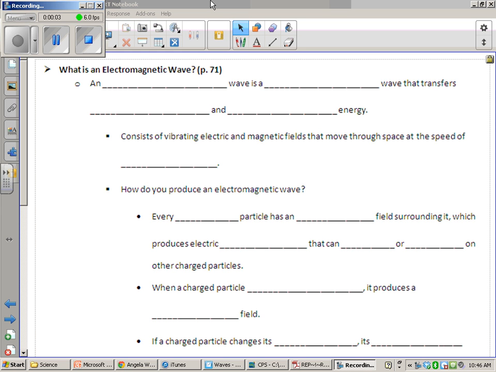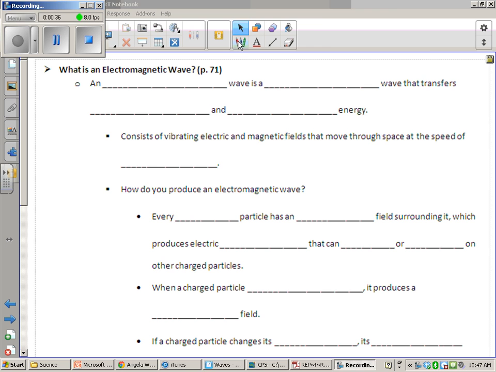Okay, so we're going to be talking about what is an electromagnetic wave. This is part 3 of our notes on different types of waves. And what is an electromagnetic wave? We talked about mechanical waves in part 1 and part 2, and so we know that mechanical waves must have a medium, but an electromagnetic wave does not require a medium. So what are these electromagnetic waves, and why doesn't it need a medium like a mechanical wave does?